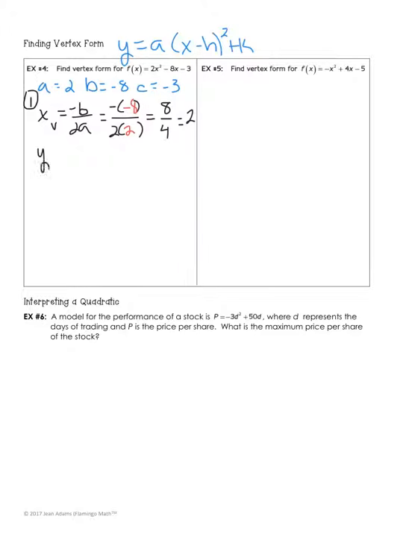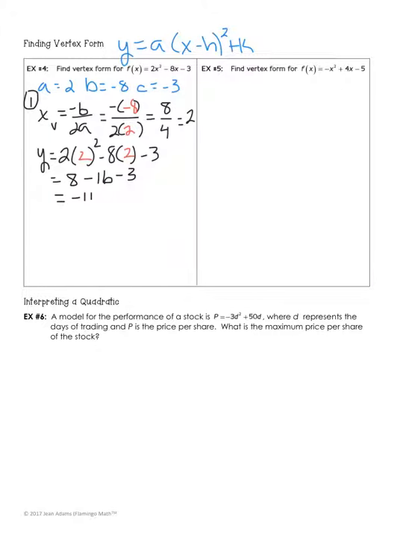So then the y value of the vertex we're going to plug in. I'm going to take that 2 and put it in wherever the x was. Remember that you have to square this before you multiply by this. So 2 squared is 4, times 2 is 8. Negative 8 times 2 is negative 16, and a negative 3. So 8 and negative 16 is a negative 8, and a negative 3 is negative 11.